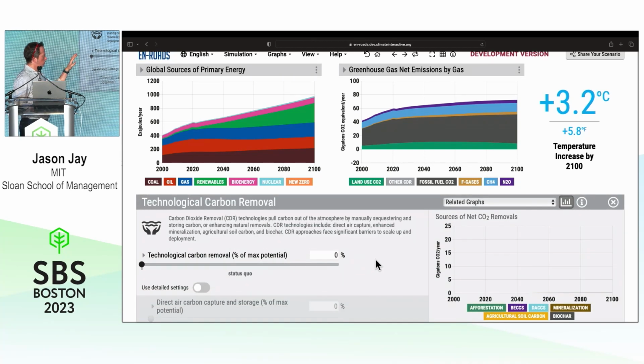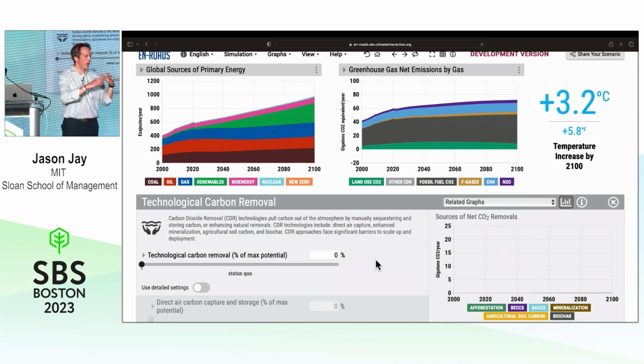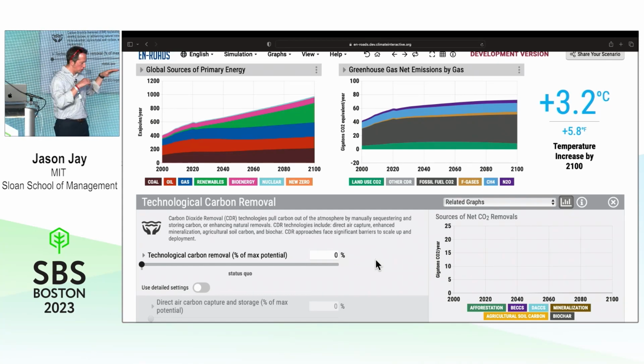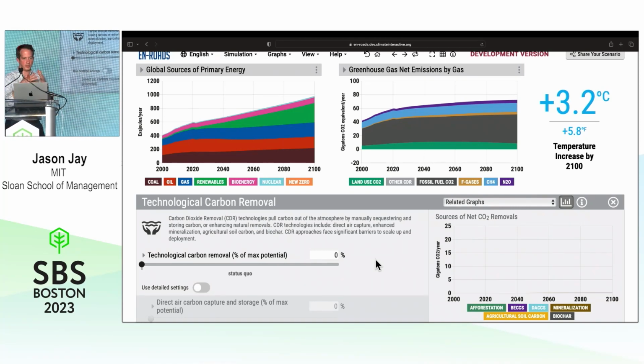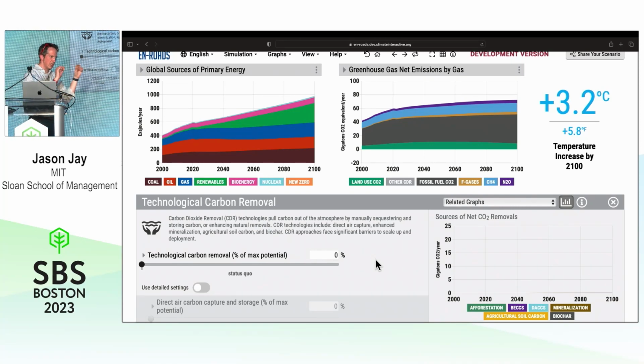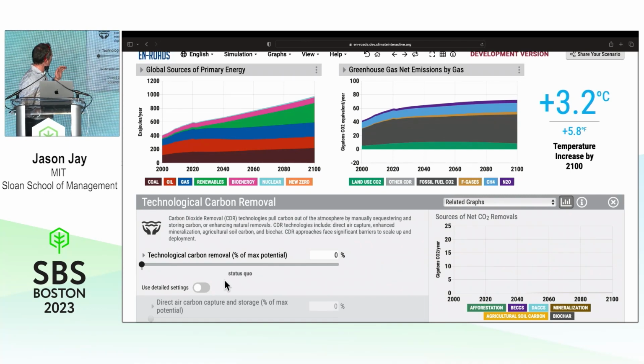And by the way, I should just say, I'm running off of the development version of the model where some of these land use changes and other things are a little bit more enhanced. When you go and open this up on your own laptop over the web, you'll see very slight differences, but some of these updates are coming to you in the next month or two. All right, so technological carbon removal, what does that include?